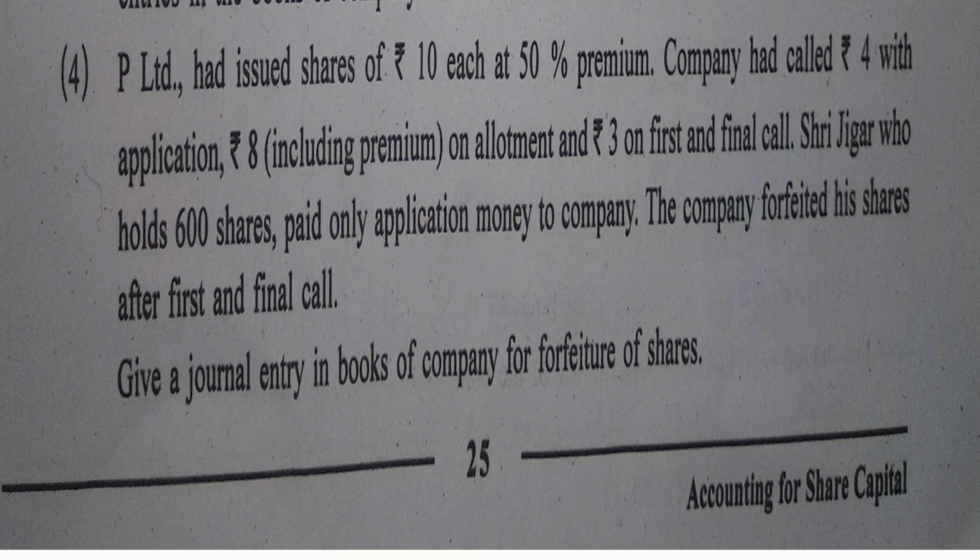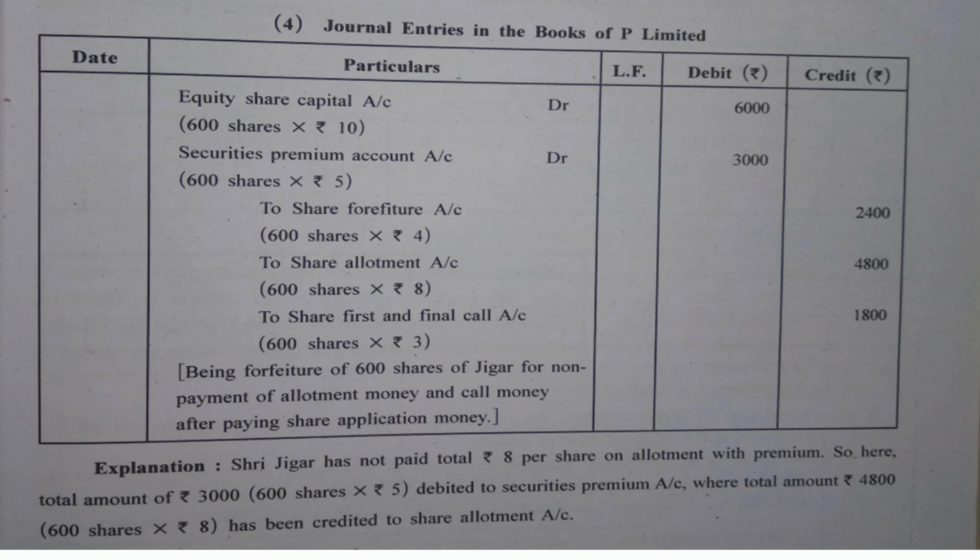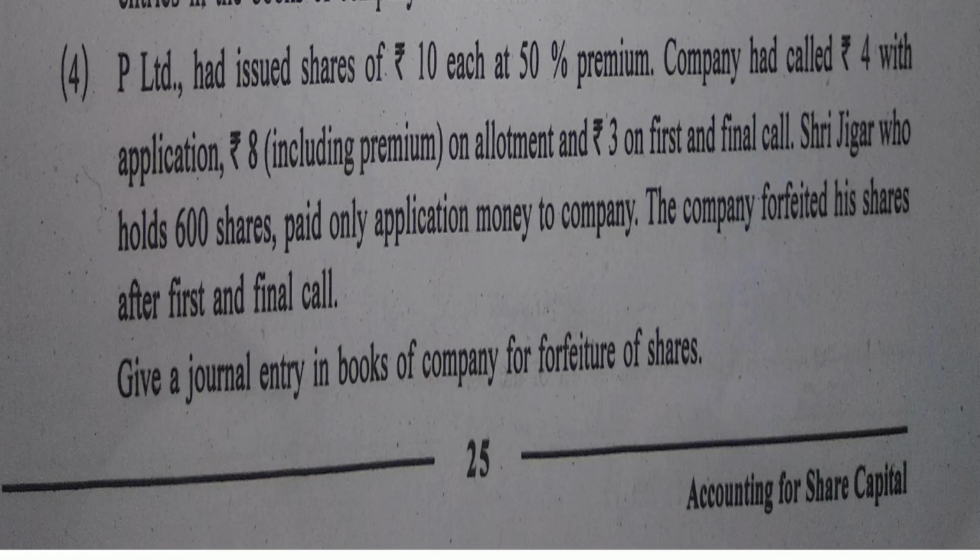So the company has called up 4 with application, 3 with allotment plus 5 premium, which is not to be considered for now, and 3 with first and final call. So 600 shares have been forfeited, amount called up rupees 10. So 6,000 here. Further, if you have noticed, here Mr. Jigar failed to pay a call which included the amount of premium. It is 3 plus 5 here.